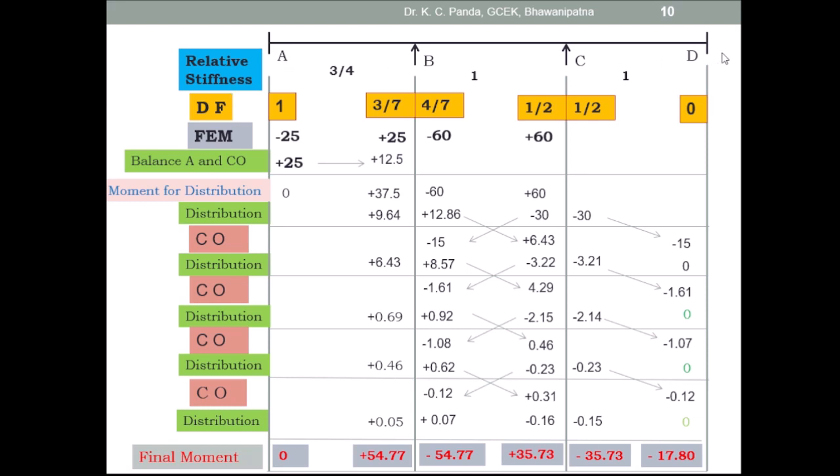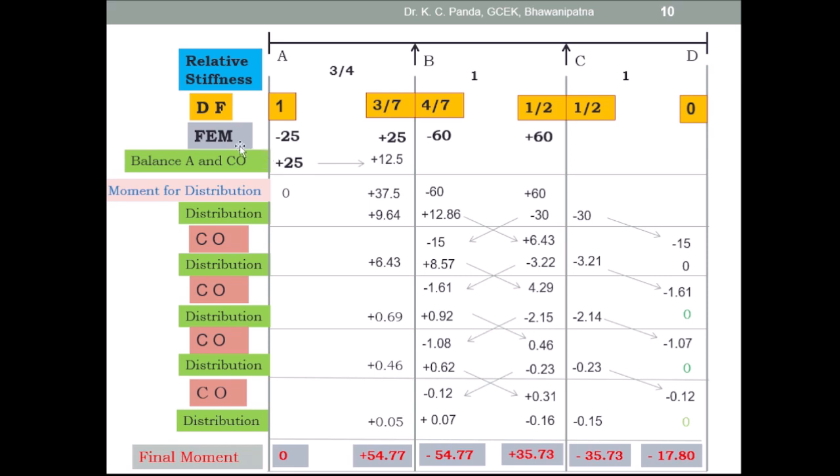This is the line ABCD for support ABCD. First write the distribution factor. So the distribution factor RAB 1, write here, and the RBA 3/7, write in this column, and the RBC 4/7, write in this column, and the RCB 1/2, write in this column, and the RCD 1/2, write in this column, and the RDC 0, write in this column. So this is the distribution factor.